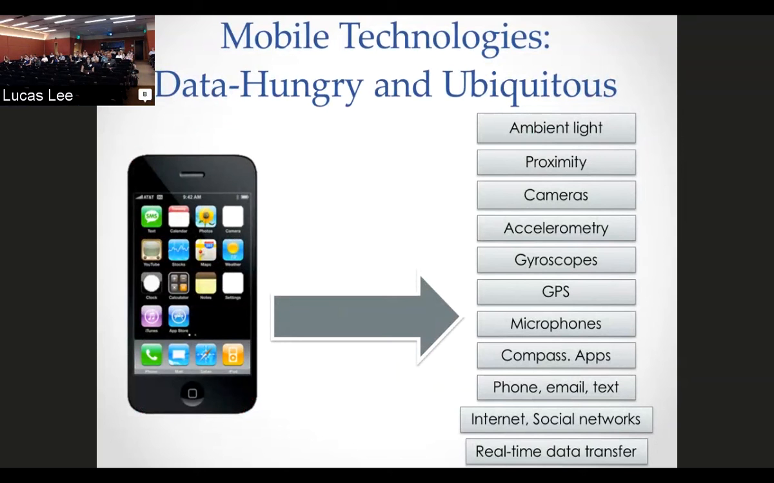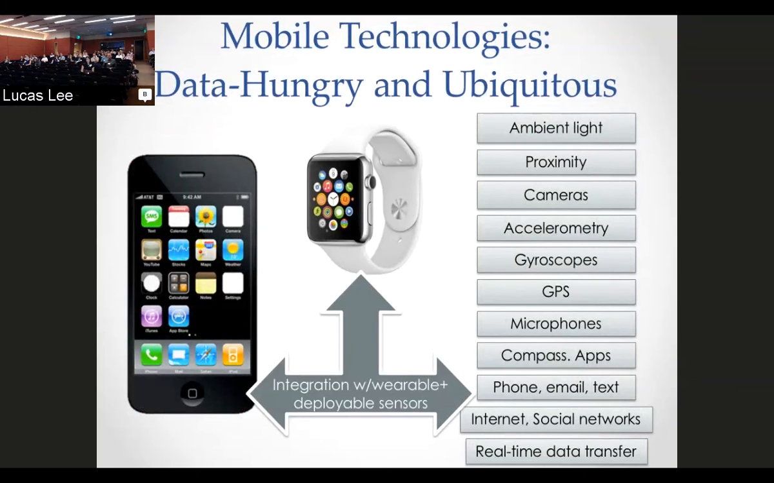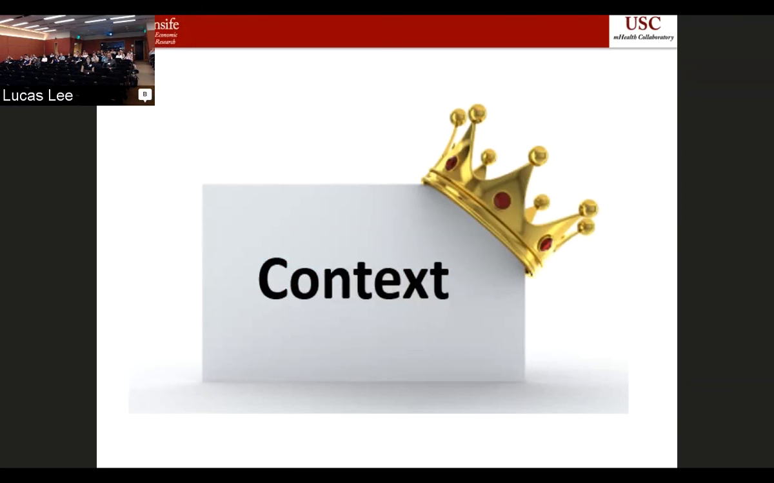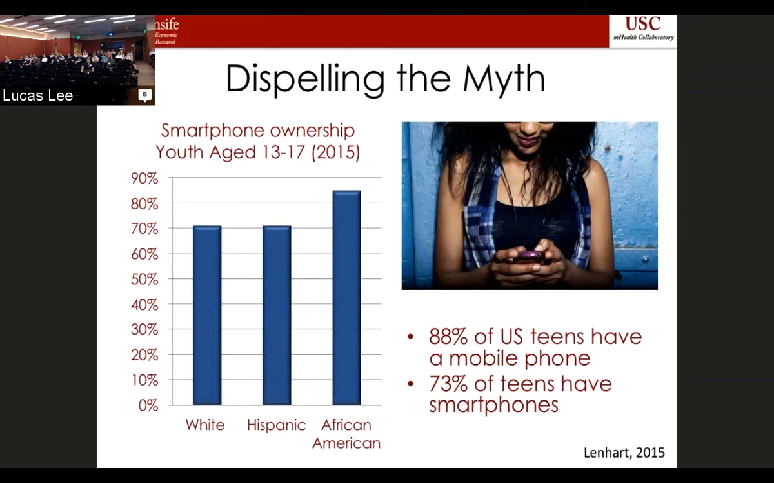We can talk to each other. I can ask you things in real time, and I can tell you things in real time. And it all integrates with these wearable sensors that I'm not going to get to talk about, but Santosh will do that. So that is really a game changer. These are now allowing us to think about behavior dynamically, in real time, and in context, because context is king. And I just want to dispel from this really quick that in 2015, which was last year already, this is so last year, youth age 13 to 17, 88% of them had a mobile phone, and 73% had smartphones. And there were no ethnic and socioeconomic status differences. So it's a thing, people.